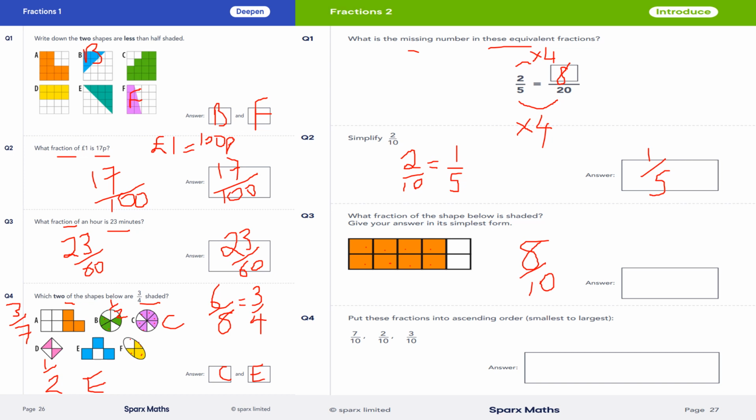Okay, they're both even numbers, so I can halve it, divide top and bottom by 2, and we get 4/5, guys. So 4 out of 5, or 4/5. This next one, put these fractions in ascending order from smallest to largest. So that'll be 2/10, 3/10, and 7/10.